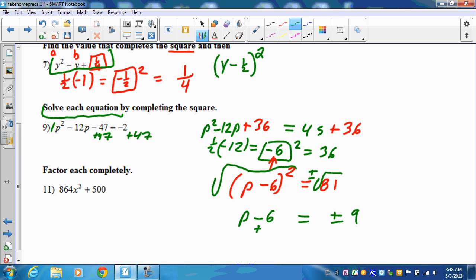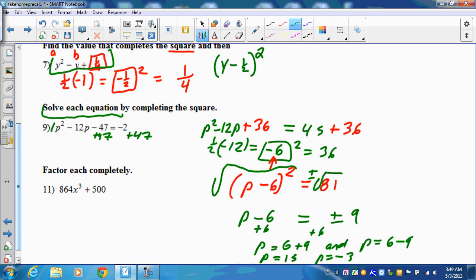So we're basically going to add 6 to both sides. And we're going to get that p is equal to 6 plus 9. And the second solution is p is equal to 6 minus 9. So of course that's going to give us 15 and negative 3. So p is equal to negative 3 and p is equal to 15.